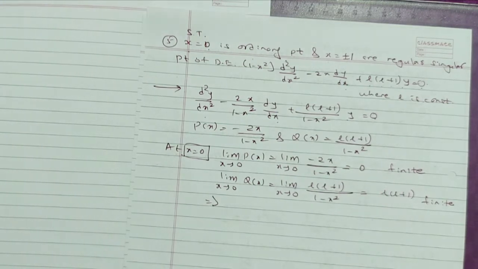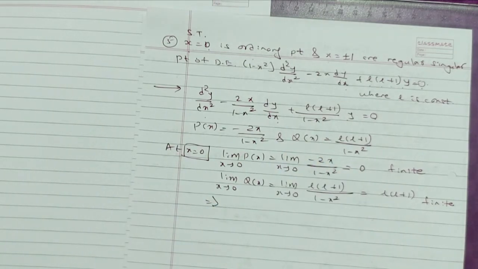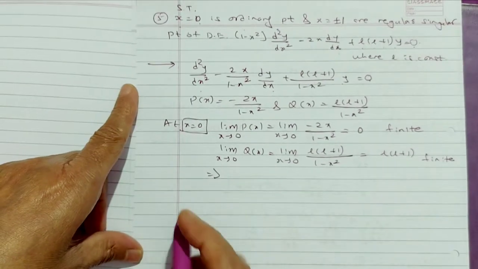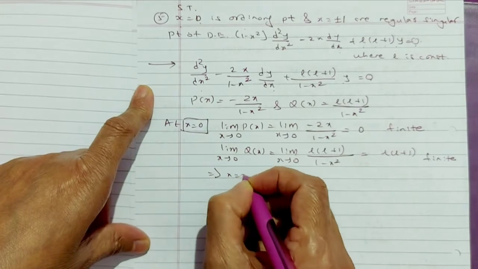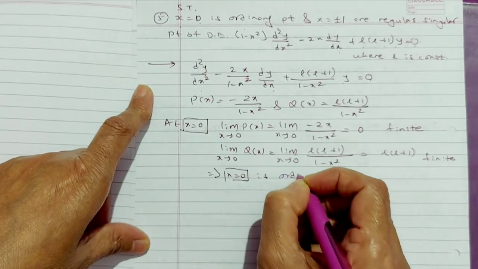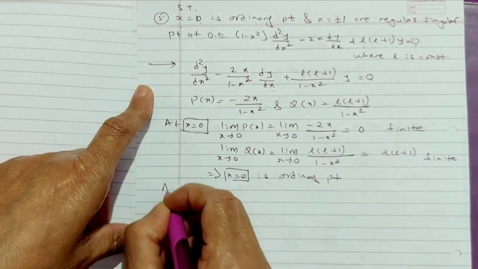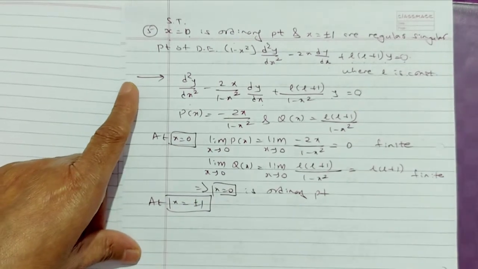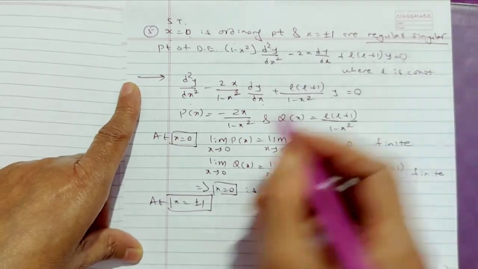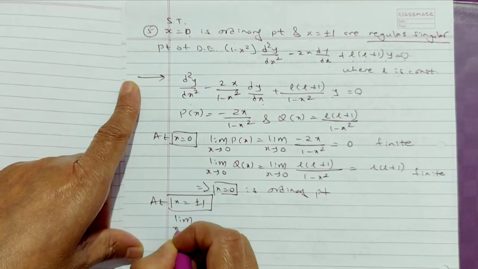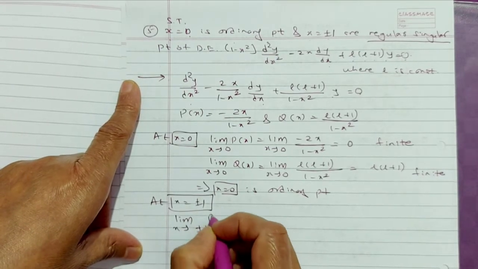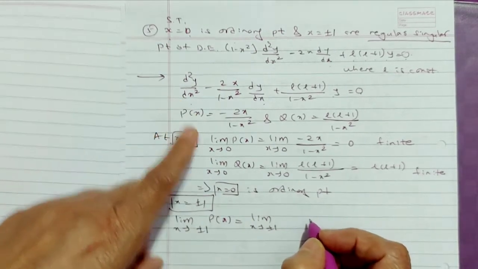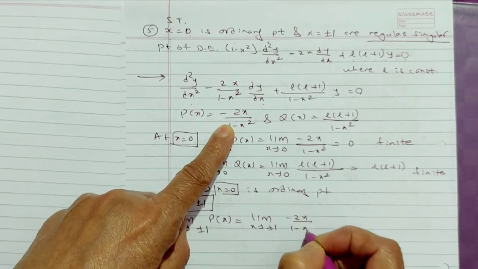Now the next job is very, very important. We need to check x is equal to plus 1 and minus 1 both. So first we'll go with the p of x value. So here I'll say x is equal to 0 is an ordinary point. Now we'll say at x is equal to plus minus 1, first we have to check why it is a regular singular point. So for that, what will I do? I'll say limit x tends to plus or minus 1 of p of x. How much is p of x? Minus 2x upon 1 minus x square.